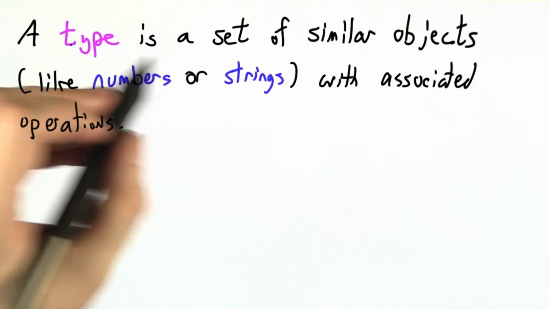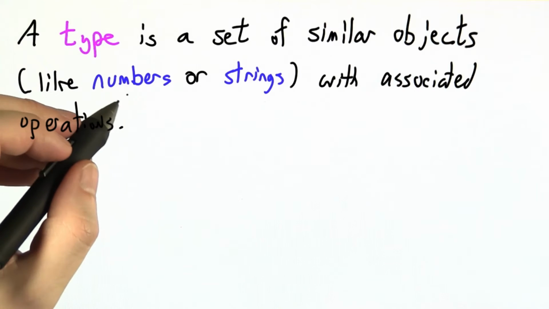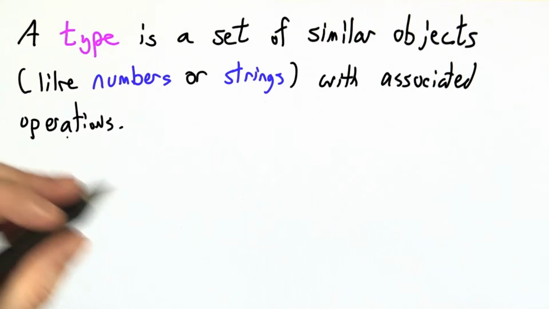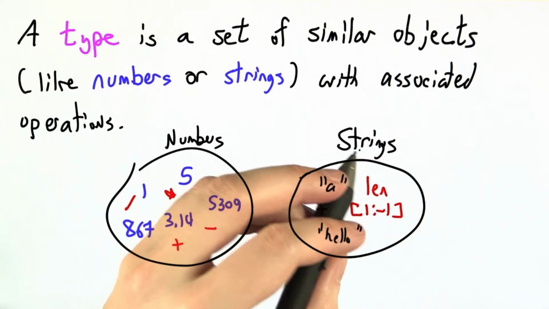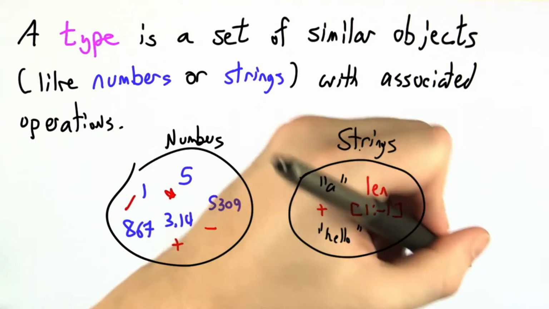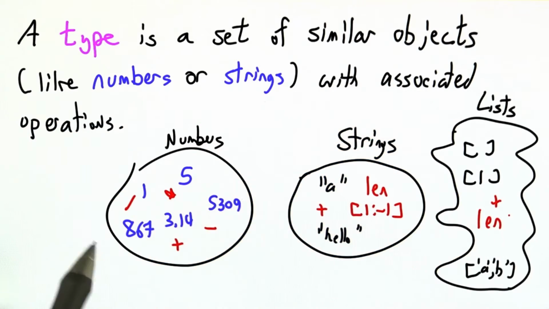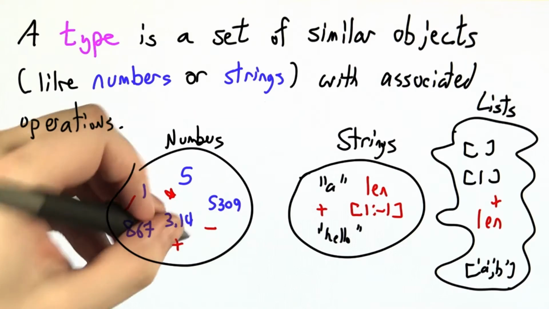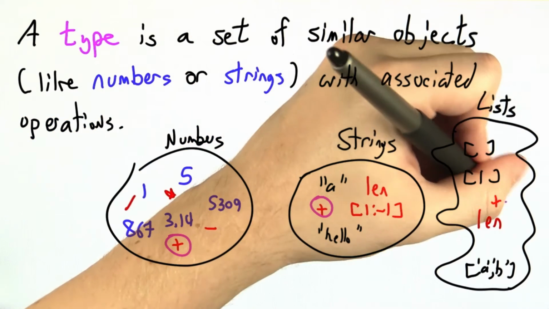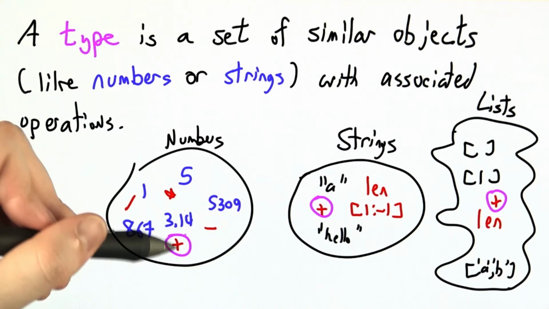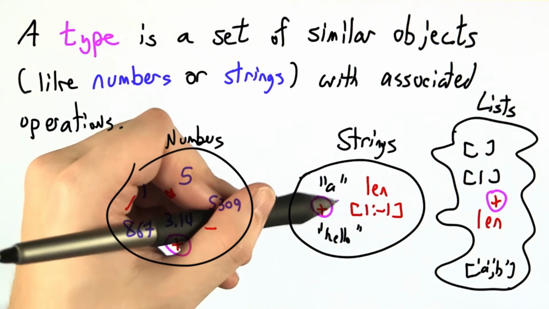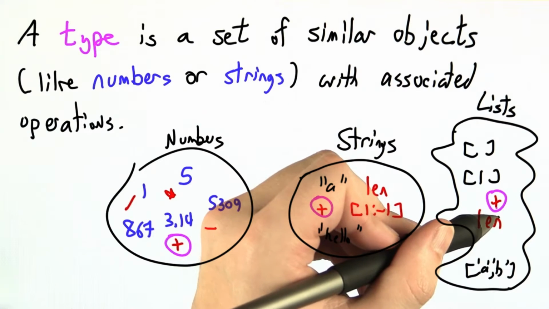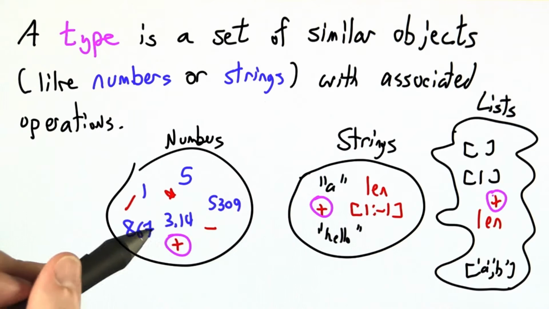So a type is just a set of similar objects like numbers or strings with associated operations. And we've run into things like numbers and strings before, but there are more exotic types that also support operations. And as we can see even from this little doodle diagram, sometimes there are operations like plus that apply to all of these things. I can add two numbers using arithmetic, I can concatenate two strings, or I can append together two lists. They mean almost the same thing, but not really.